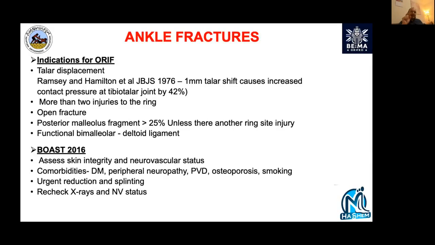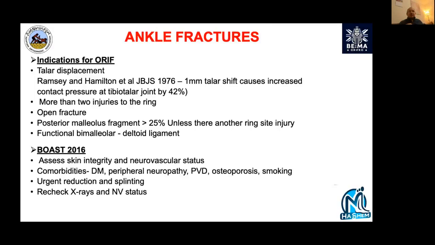Remember that any time you have two injuries to the ankle ring, you have to fix this ankle because it is unstable by definition. Definitely any open fracture. For the posterior malleolar fragment, we have two options. If it is an isolated posterior malleolus from an axial loading injury, this is where the rule of 25% or less comes into consideration. This is by definition type 3 of the Meso-Malloy classification, which is axial loading pilon, and here you look into the stability of the posterior ankle.